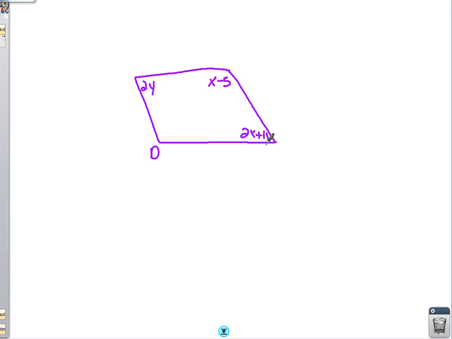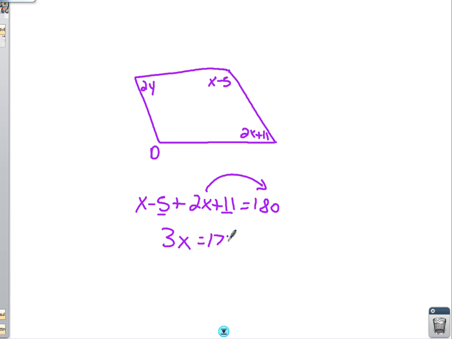Since it's a parallelogram, even though it doesn't look like one, these two angles should be what? Equal? Supplementary, thank you. Adds up to 180. X and 2x gives you 3x. Minus 5 and plus 11 is plus 6. Let's go ahead and move the plus 6 over there by subtracting. Divide by 3, you get 58.